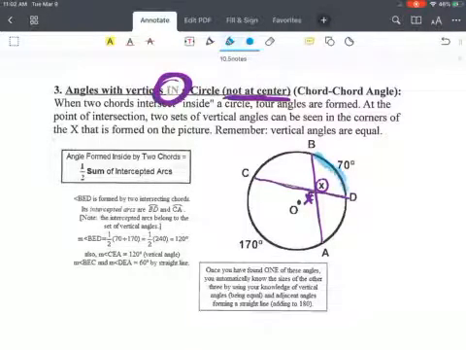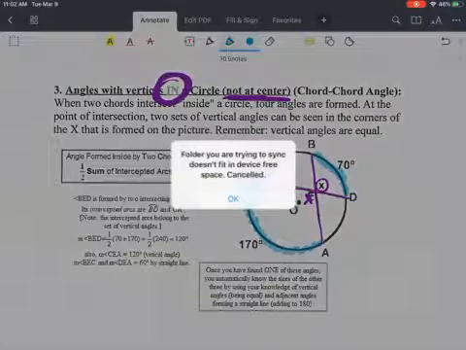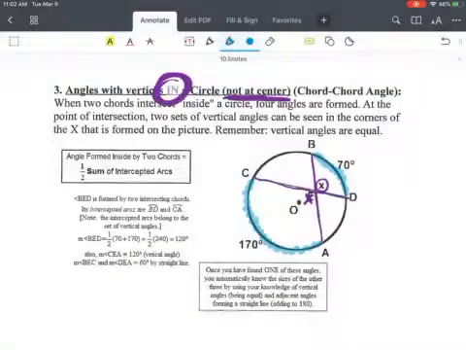But it intercepts two separate arcs here. We go B to D and C to A. There are two intercepted arcs that go with angle X, and in order to find the angle, we're doing half of the sum of those arcs. So it adds 70 and 170, and then divide that by 2.